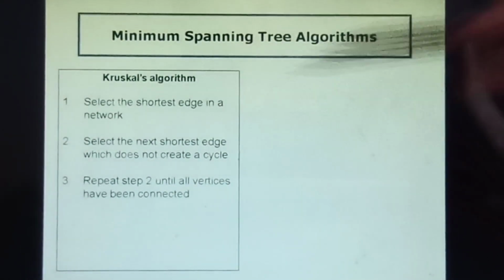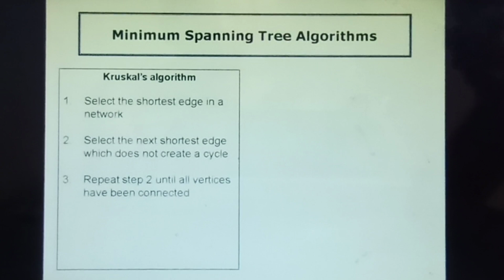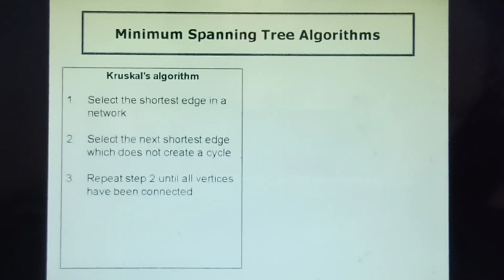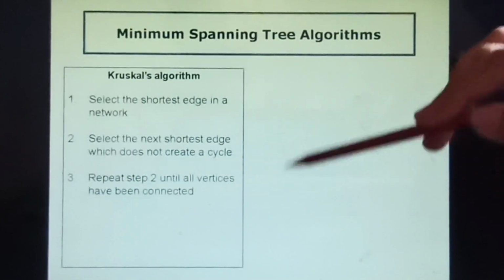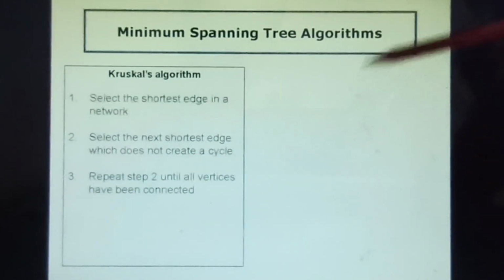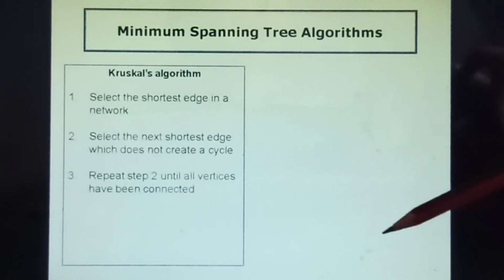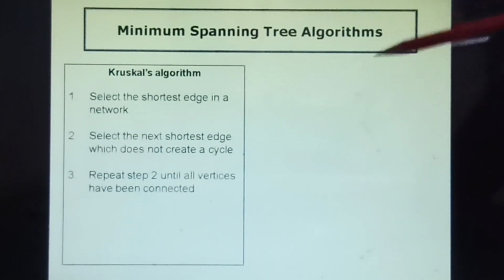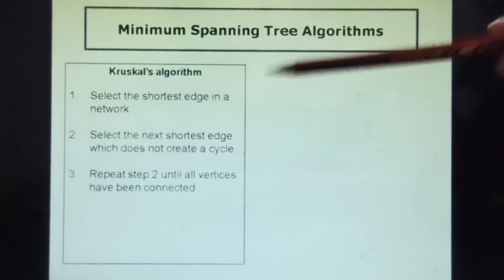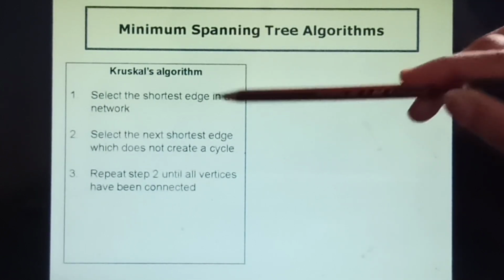So we will firstly see the steps related with this. The first step is select the shortest edge in a network. That means from the original graph we have to select first the shortest edge. So for this first we have to arrange all the edges in ascending order. That means whatever the weights are, we have to arrange them in ascending order, and whatever the smallest weighted edge is, that we have to select first.